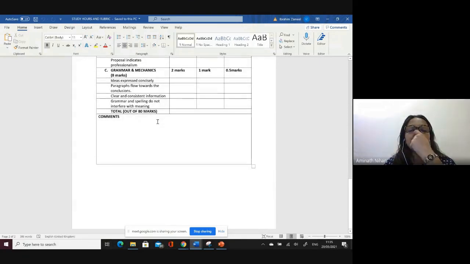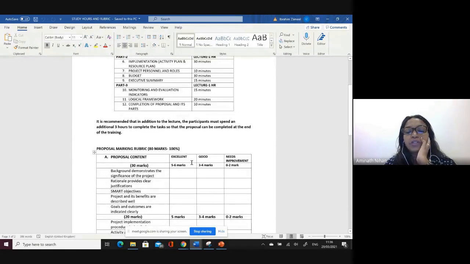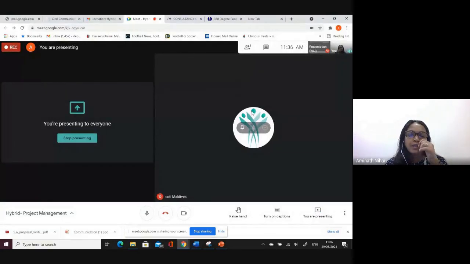And part C is grammar and mechanics. When you are writing, whether you are able to express your ideas well, whether it's paragraphed well, clear, information is clear and consistent, and then grammar and spelling also a little bit. So total marks are out of 80, and the marks will be converted to 100. So that's it. I hope it gives you a clear idea of the parts of the proposal, how it should be written, and how you will be evaluated on it.